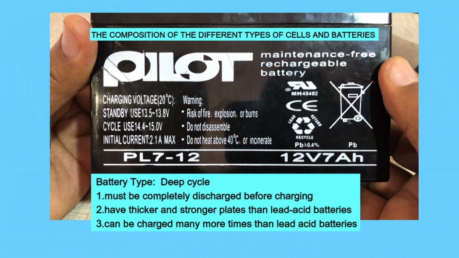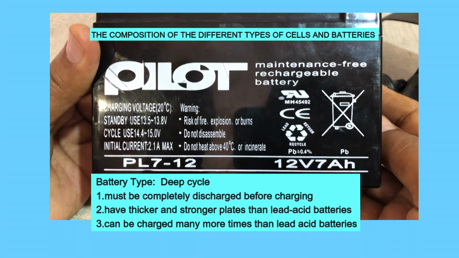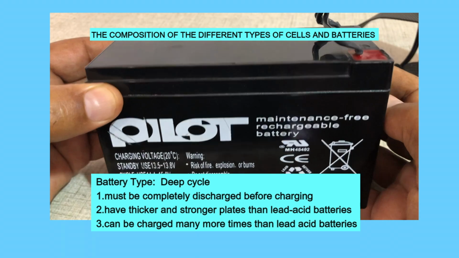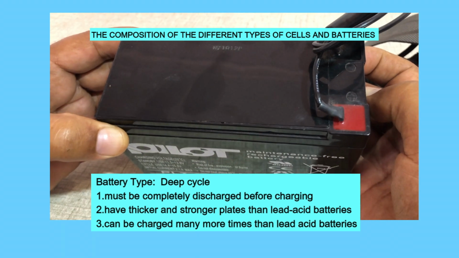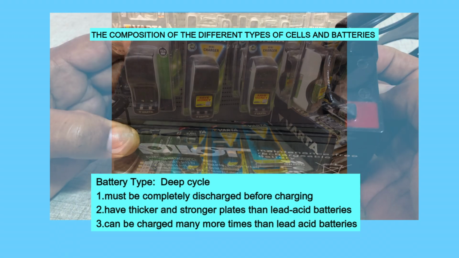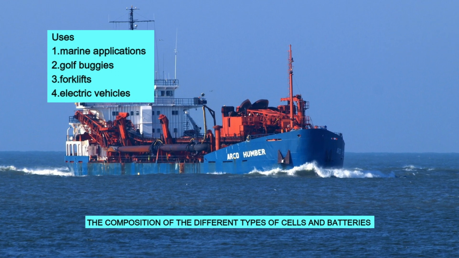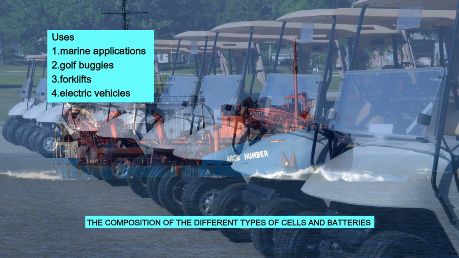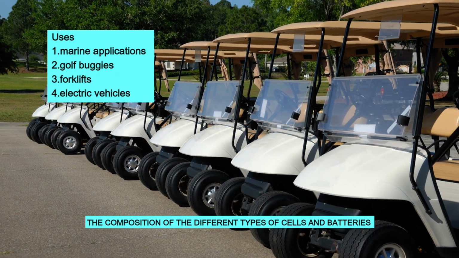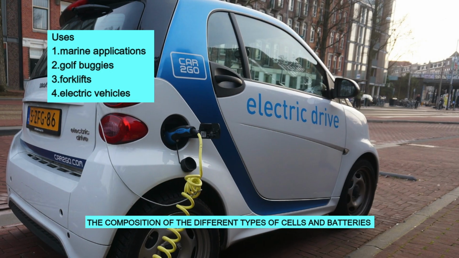Battery type: deep cycle. 1. Must be completely discharged before charging. 2. Have thicker and stronger plates than lead acid batteries. 3. Can be charged many more times than lead acid batteries. Uses: 1. Marine applications. 2. Golf buggies. 3. Forklifts. 4. Electric vehicles.